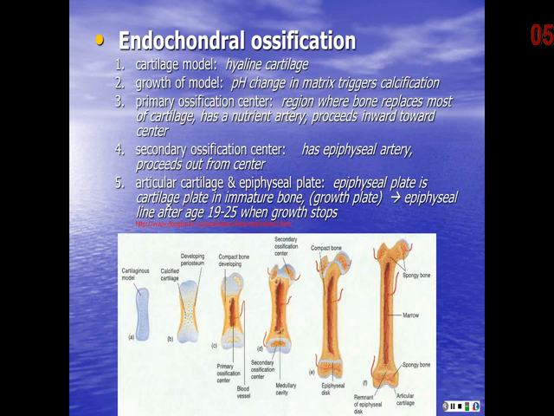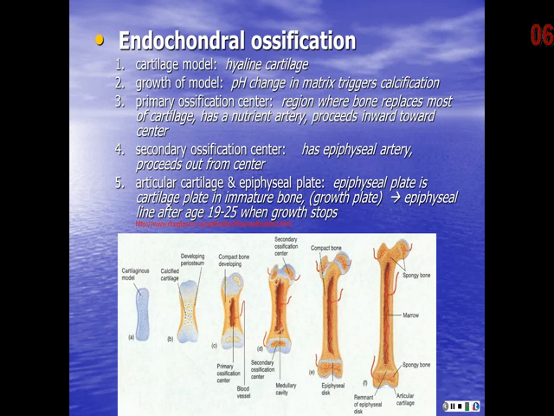The other process is endochondral ossification. Here we begin with a cartilage model made of hyaline cartilage. This allows the models to grow more rapidly. As we have growth of the model, we have a pH change in the matrix that triggers a change in the solubility of the calcium salts, causing calcification, or the deposit of the calcium salts into the tissue. This occurs in two different directions.